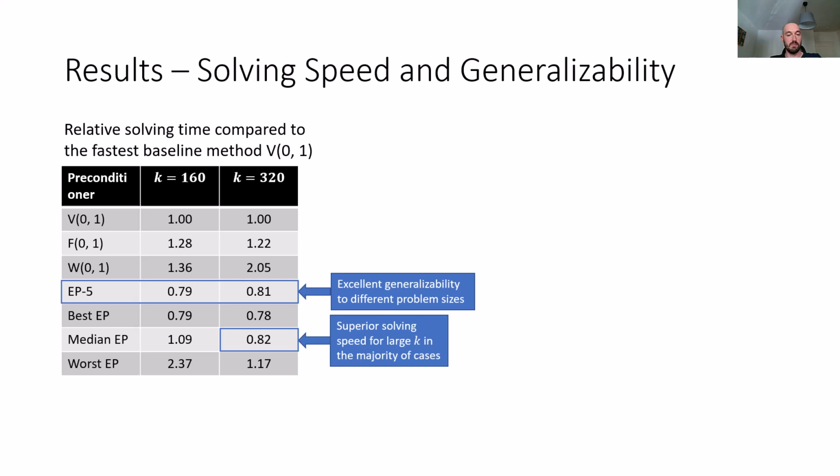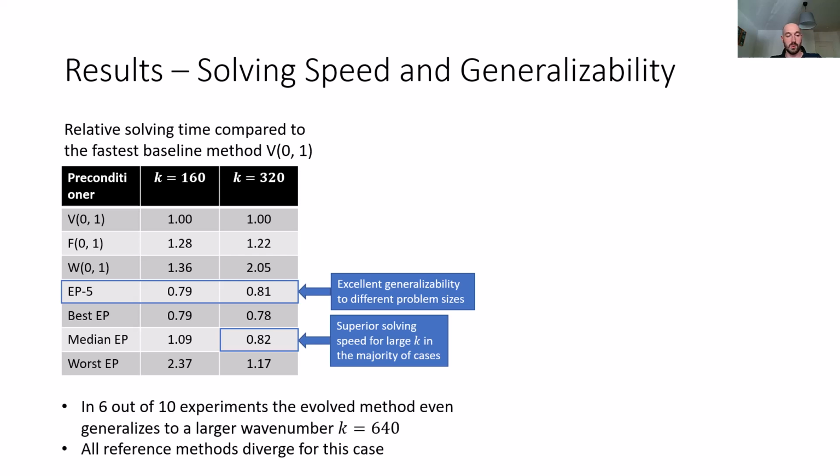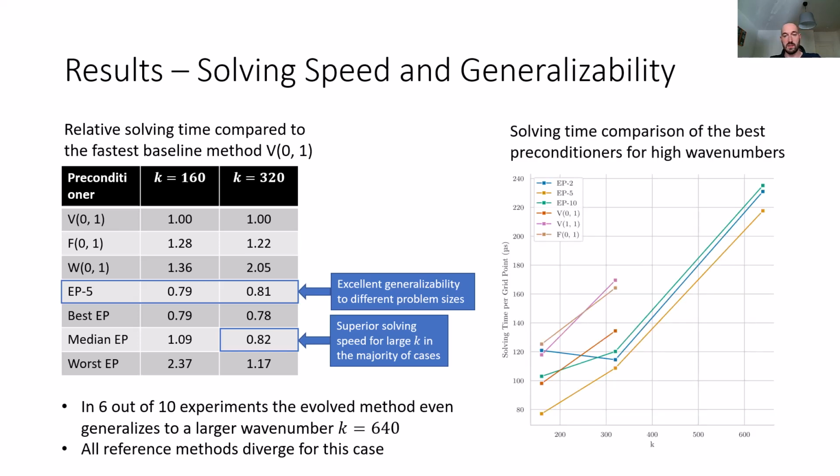Second, even better, if we consider just the best method, the single best preconditioner that we find, it is by far superior for all wave numbers compared to the best reference method, which is an absolutely great result for us. But even better, in 6 out of 10 experiments, we could even achieve convergence for a larger wave number where all the reference methods fail. You can also see this in this plot.